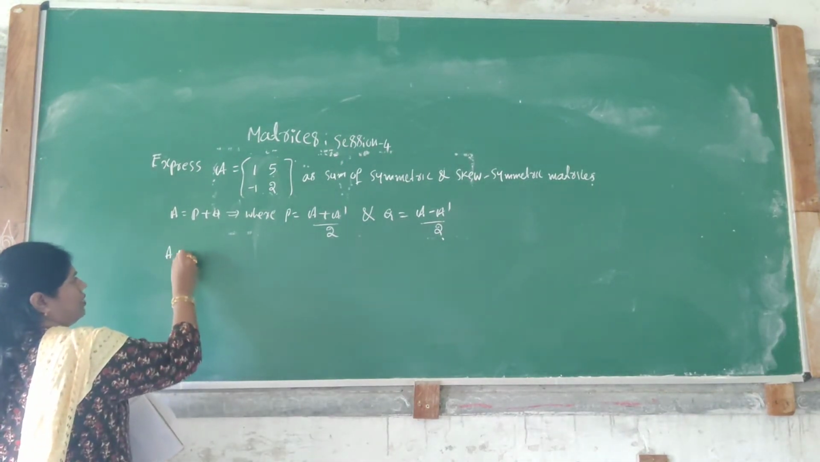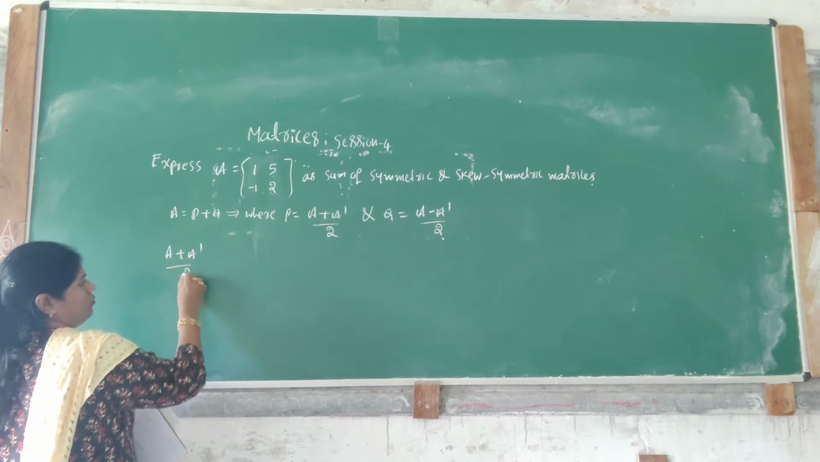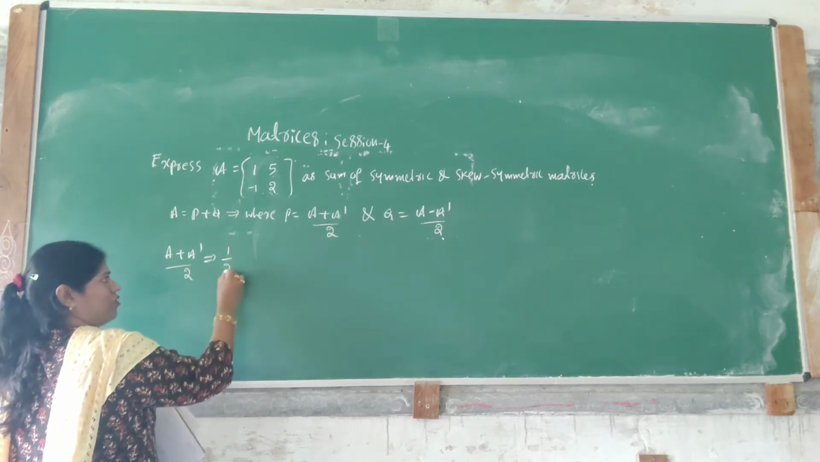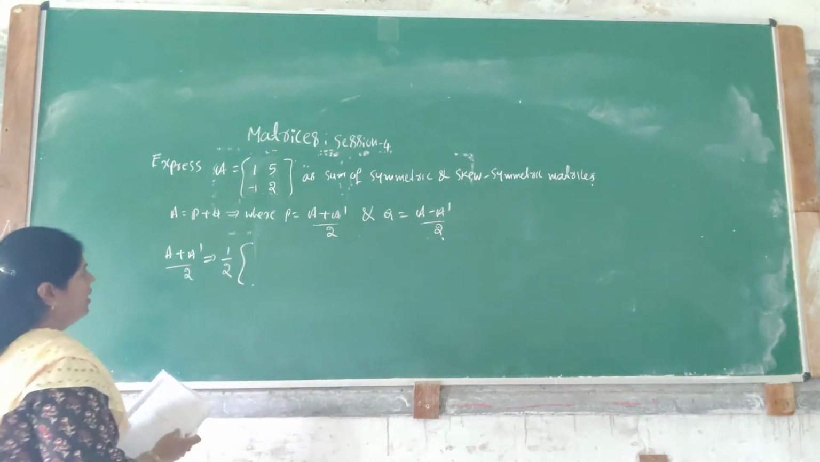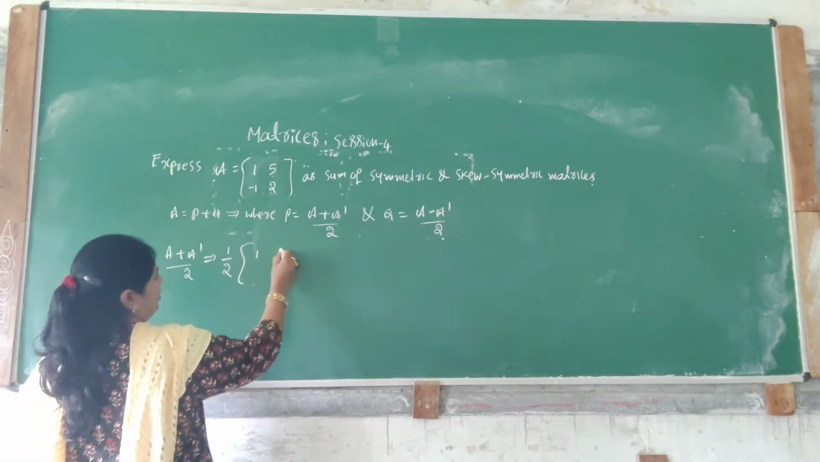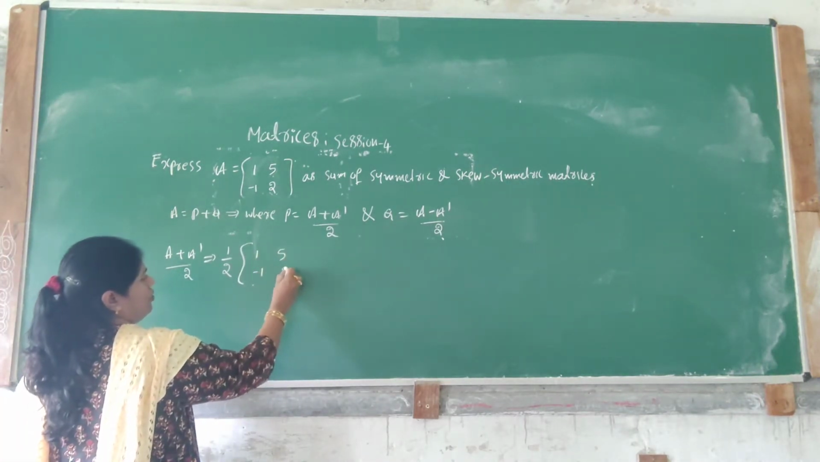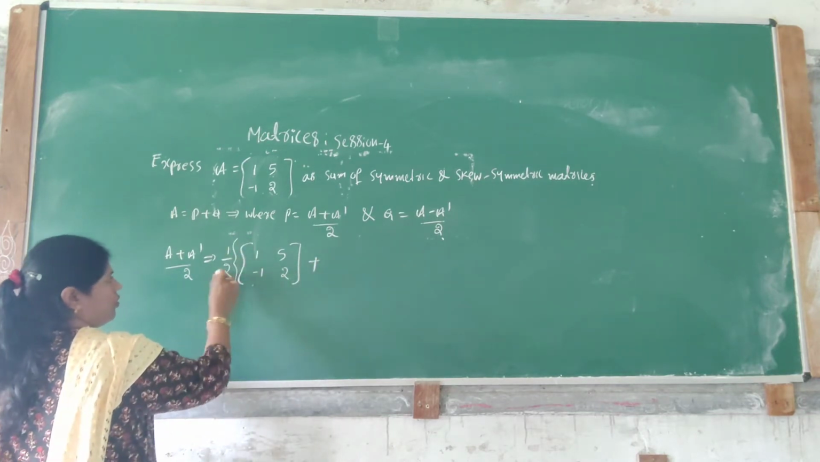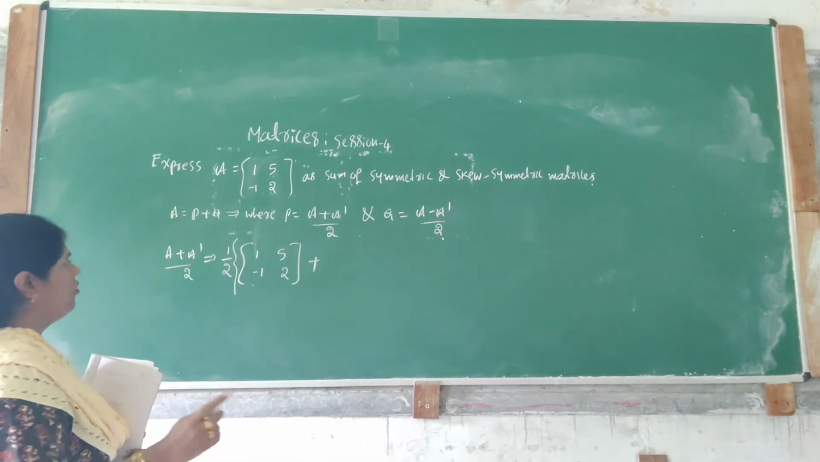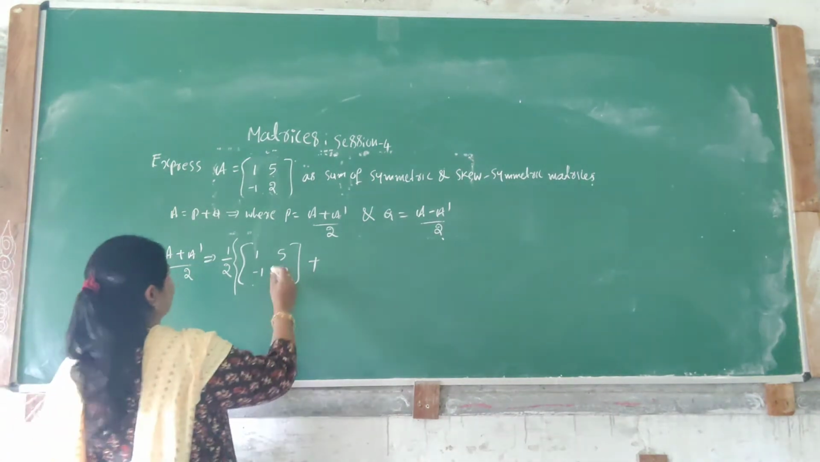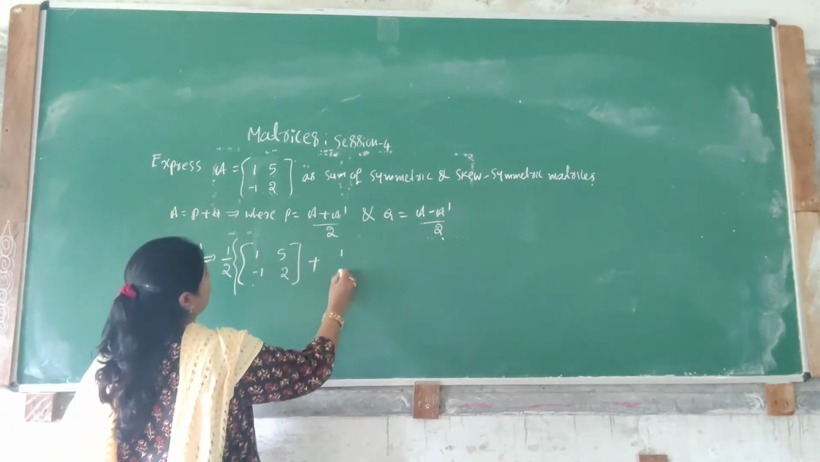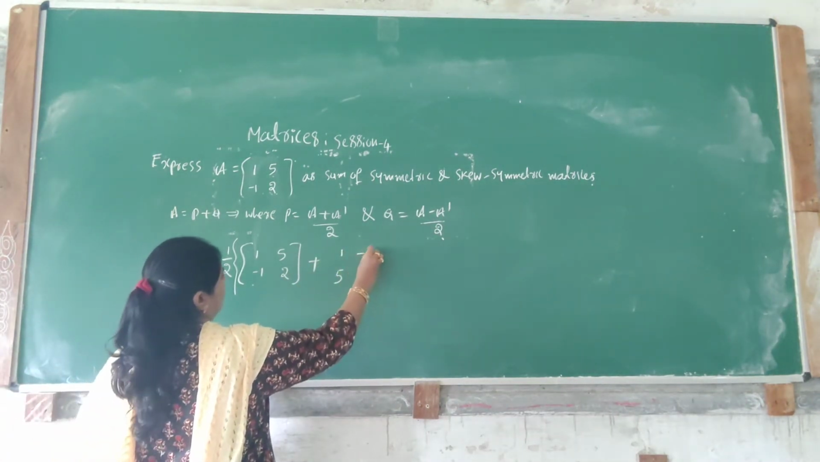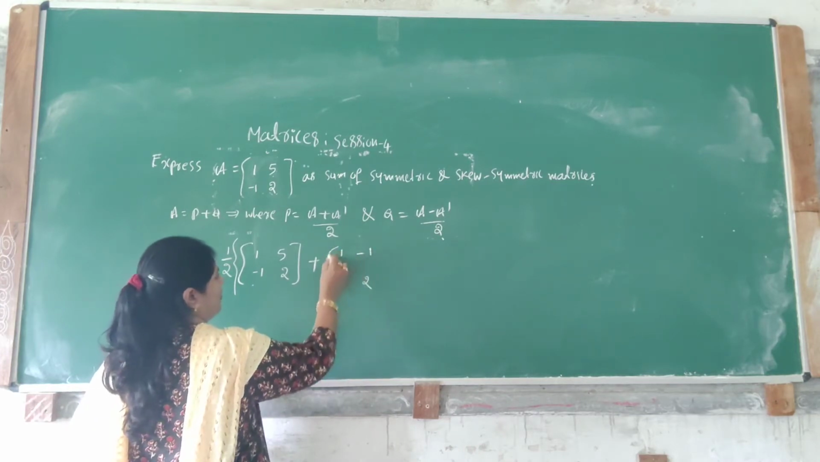So A plus A dash divided by 2. How to do it? We take 1 by 2 like this. What is A? A is 1, 5, minus 1, 2, plus. This 1 by 2 is for both the matrices. A dash is 1, 5, minus 1, 2.